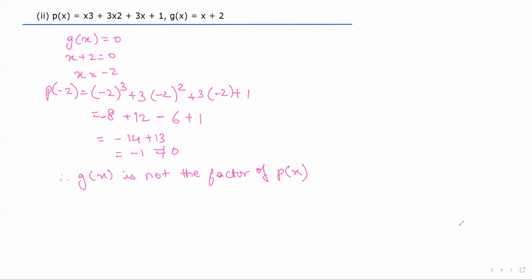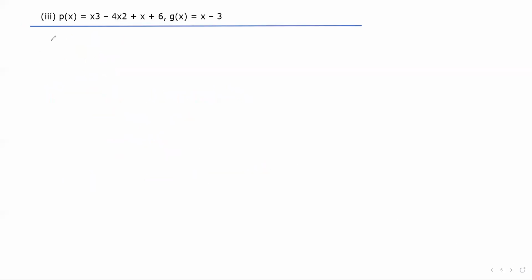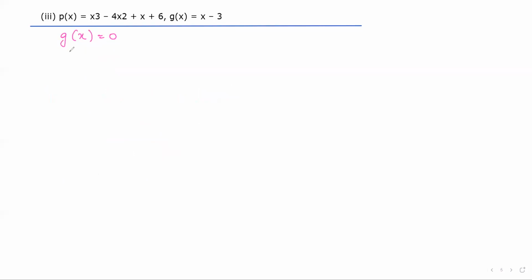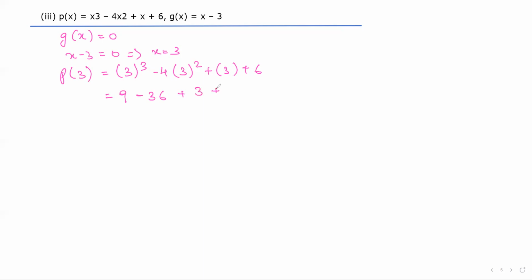Next, again, g of x is equal to 0. Therefore, x minus 3 is equal to 0 implies x is equal to 3. P of 3 is your remainder, which is 3 cubed minus 4 into 3 squared plus 3 plus 6. This is 3 squared is 9, 9 into 4, 36, plus 3 plus 6.